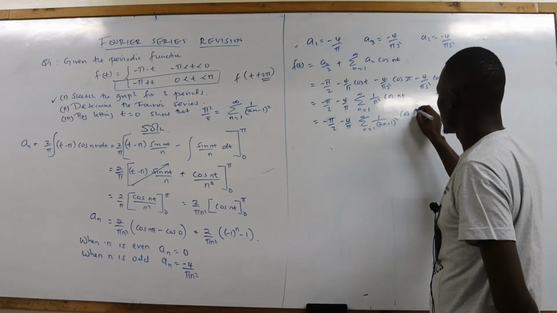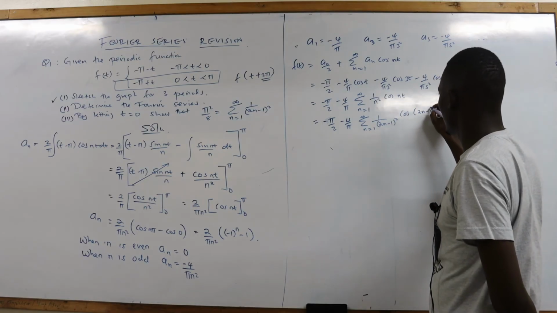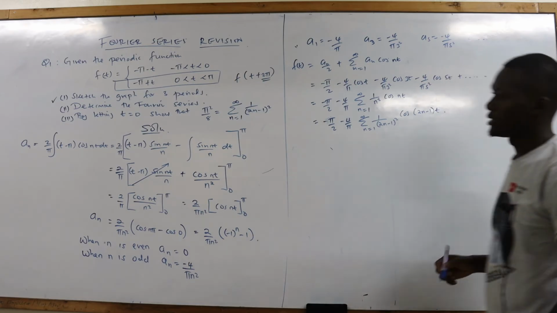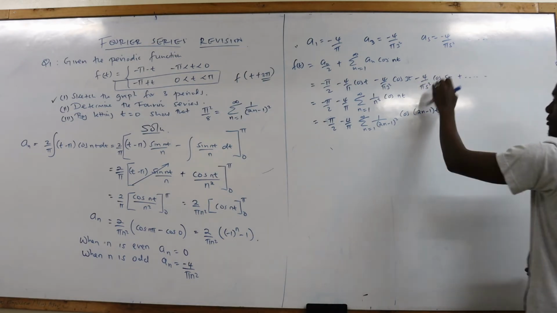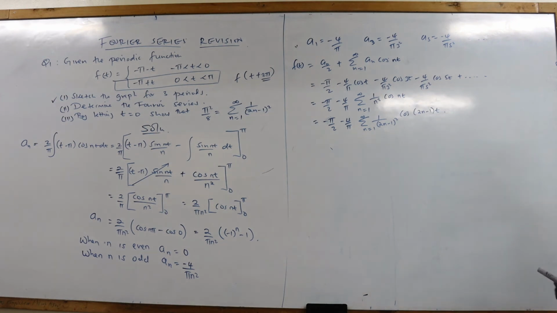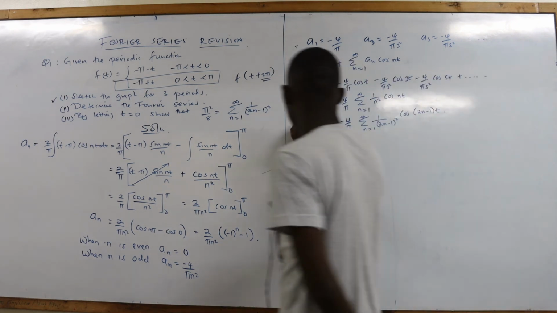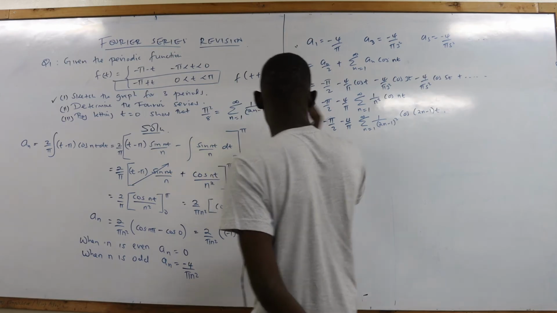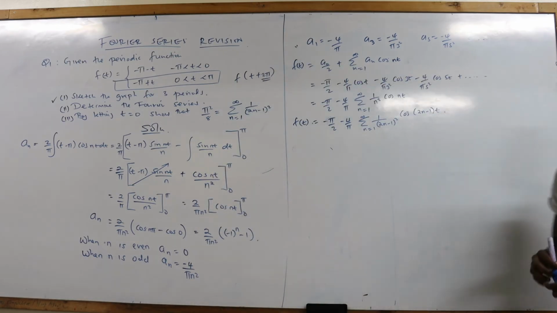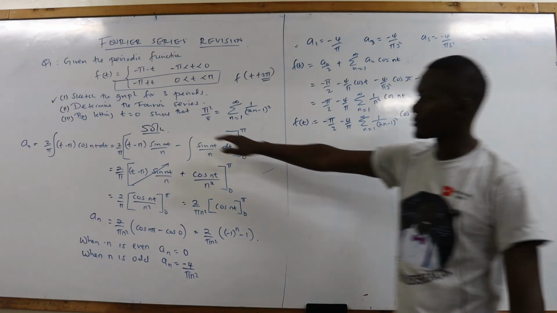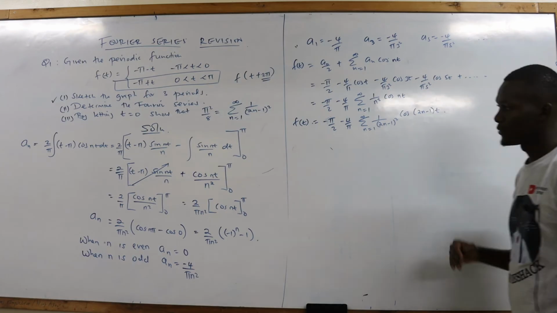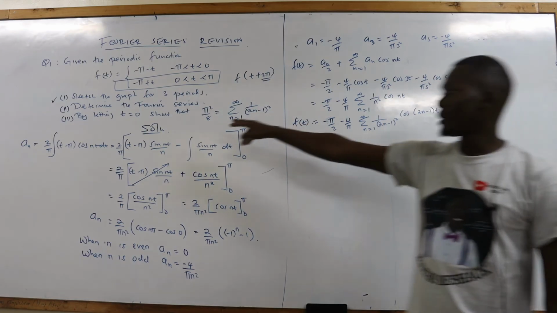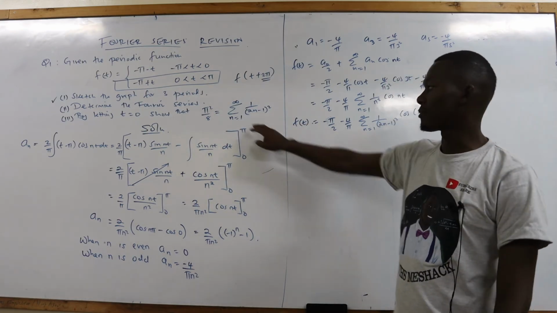So then cos, then again this one becomes 2n minus 1, then you have t. So either in this form or in this form, both of them are the series for f(t). So that is the second part. Then the last part, we now solve for the last part. By setting t equals to 0, show that pi squared over 8 is given by this.